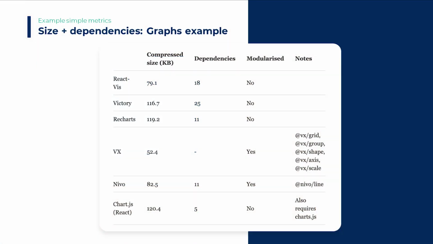And this is specifically, again, the statistics for all 6. So you can see that VX is actually doing a lot better, even more than half of, say, Recharts, which is like the compressed size, which is 120 kilobytes compared to 52.